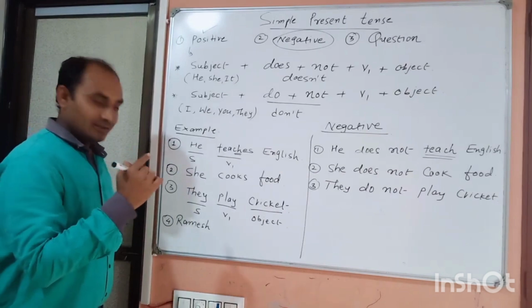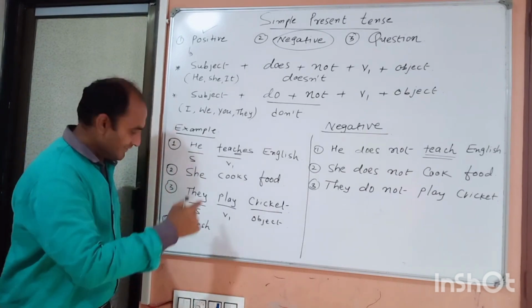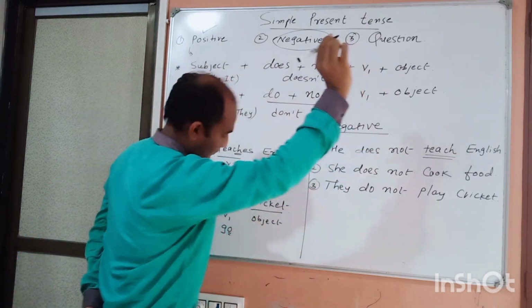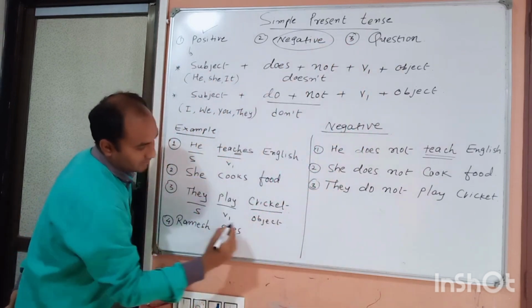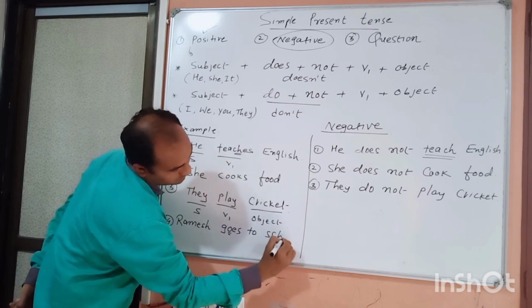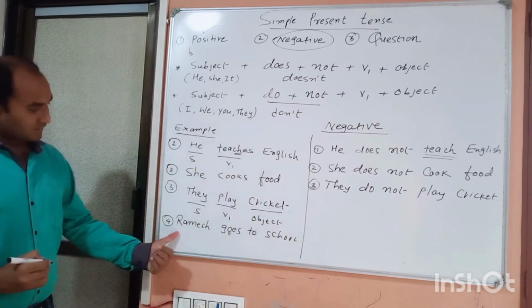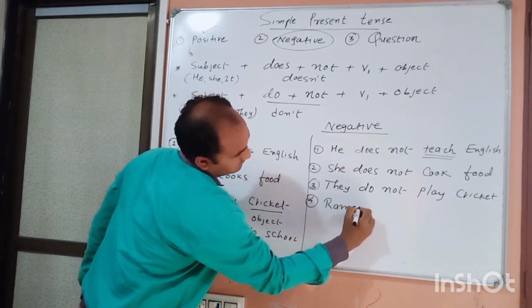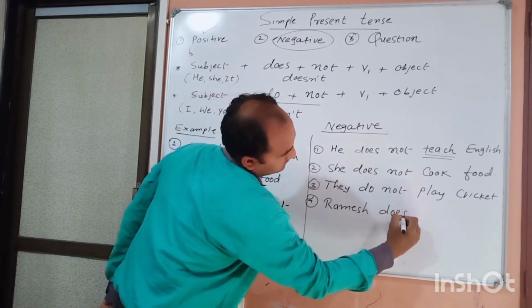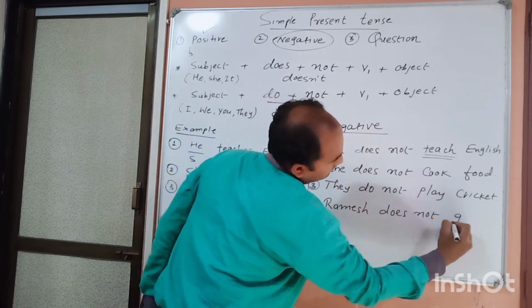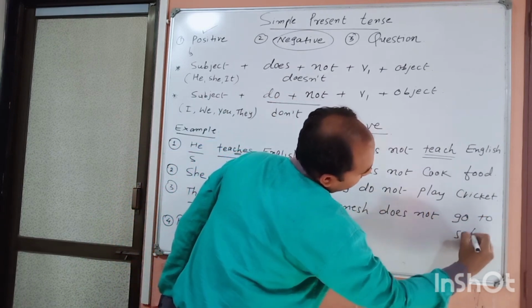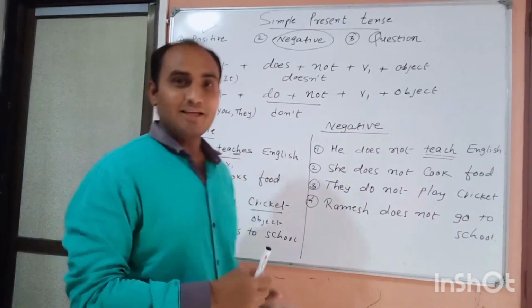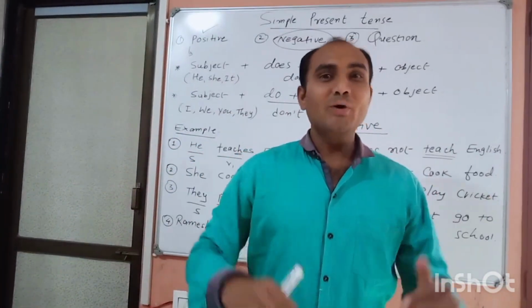Ramesh, he is a third person singular. So Ramesh, G-O, that means goes. Ramesh goes to school. And here, fourth, Ramesh does not go to school. So you can understand very well about positive and negative.